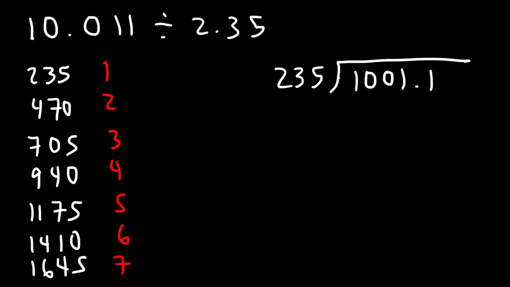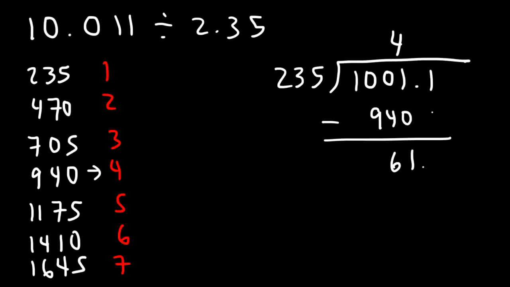Now, 235 goes into 1001 4 times. 235 times 4 is 940. Now, if we subtract 940 from 1001, that will give us 61. And so now let's bring down the 1. 235 doesn't go into 61.1, so let's add a decimal point and treat this as if it's 611. 235 goes into 611 not exactly, but at least 2 times. And 235 times 2 is 470, so 235 times 0.2 must be 47.0.